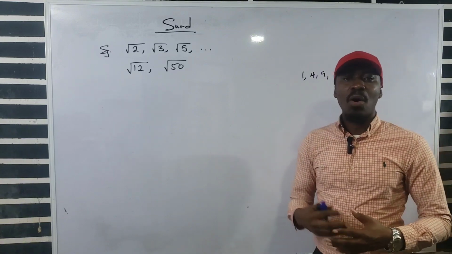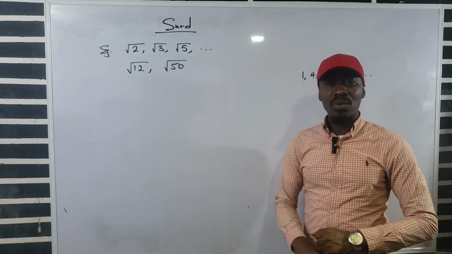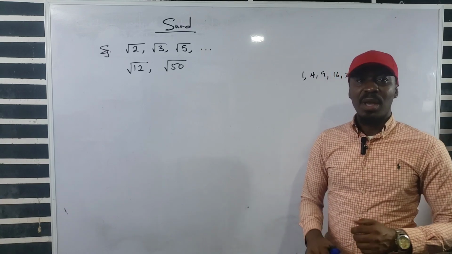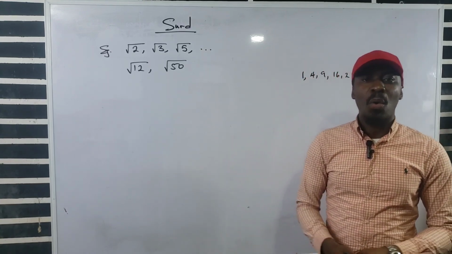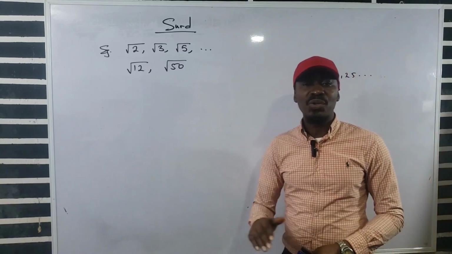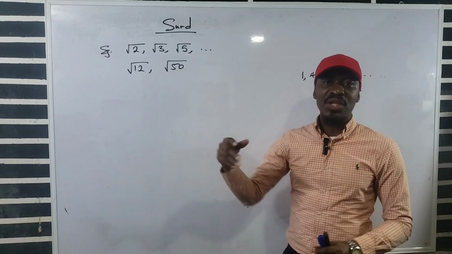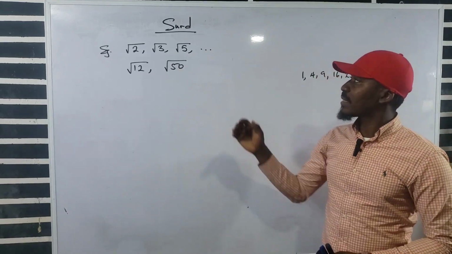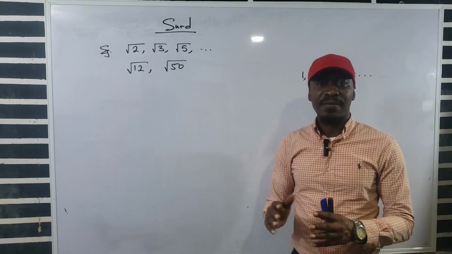So sword are also regarded as irrational numbers. Though I won't go deep into that, okay? Rational numbers are those numbers you can express as a fraction, while irrational numbers are those numbers that you cannot express as a fraction, which sword is one of them. So any number that is regarded as sword cannot be expressed as a fraction.